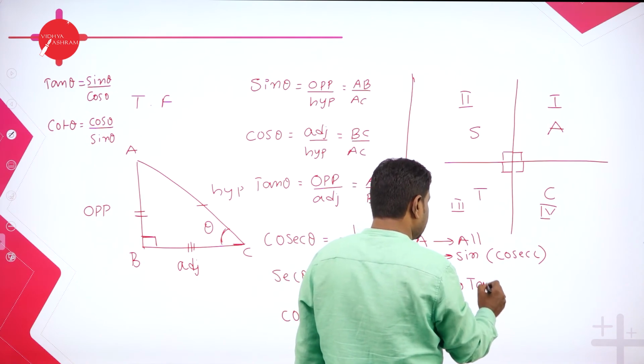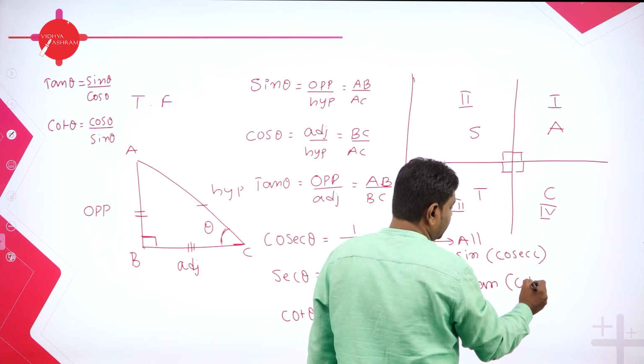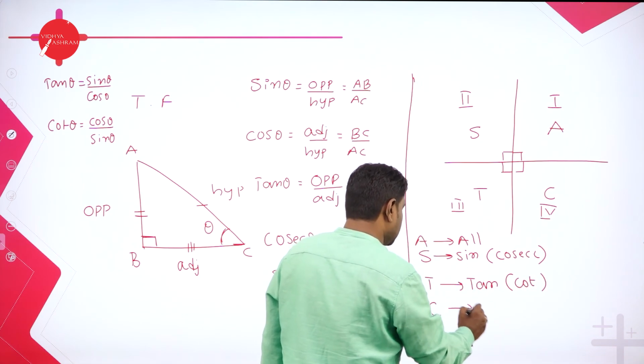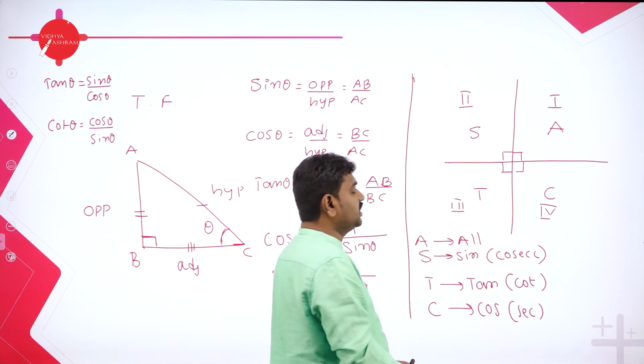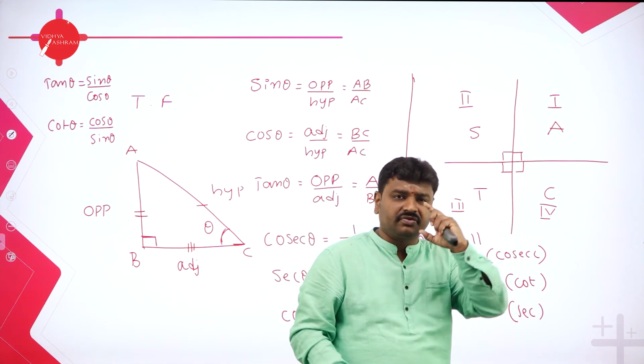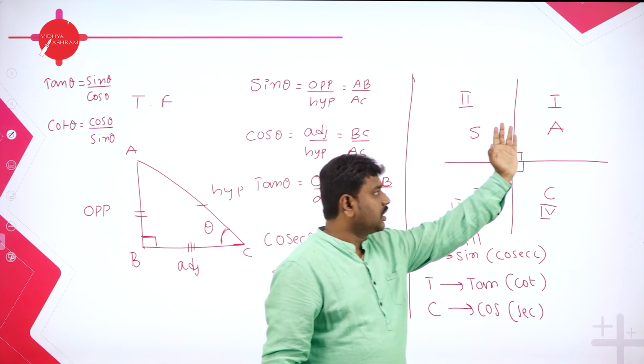T means what? Tan or its reciprocal. What is the reciprocal of tan? Cot. C means what? Cos or its reciprocal, secant. Please understand, in first quadrant, all the trigonometric functions are positive. In first quadrant, all are positive.